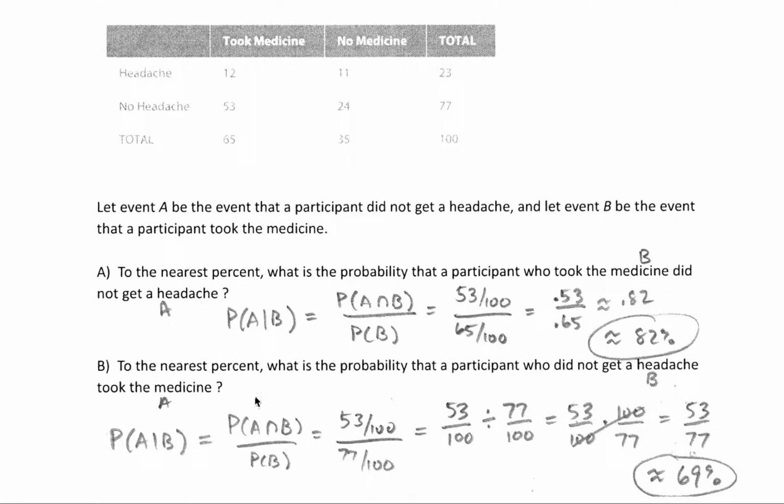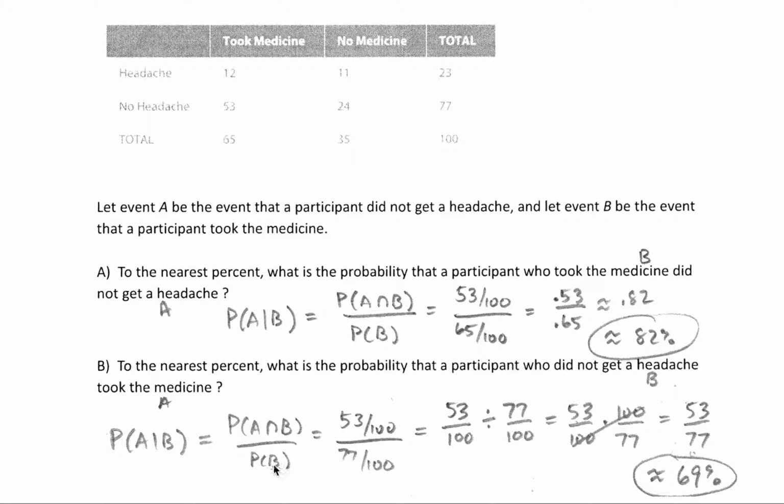Let's try one more here. Out of the people that did not get a headache, how many of them took the medicine? So again, our initial condition, what happens first, is that we have a group of people who did not get a headache, and of those people, how many took the medicine? So let's find our intersection first. How many people did not get a headache and took the medicine? So took the medicine and did not get a headache. Again, we got 53. So 53 out of 100 would be our probability.